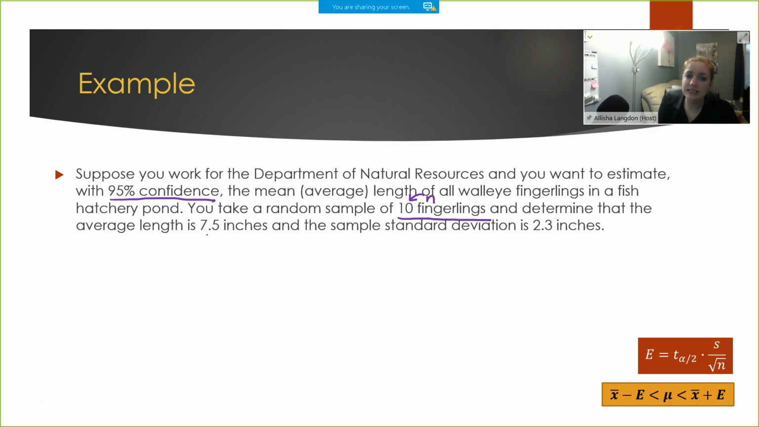Okay, the next number I see is 7.5 inches. Now, what variable is that going to represent? Remember, we're working with a sample. Great. So your average, so we see average length. So average is the same as a mean. And since we're working in sample mean, we're going to use X bar. Or you could write it out, X bar. We try to use the symbols though when we're writing. Just a little easier. Okay, and then the final number we see here is 2.3 inches. So what variable represents that one?